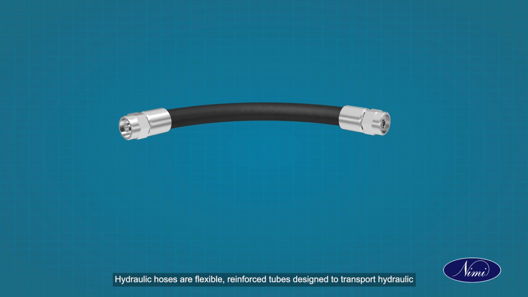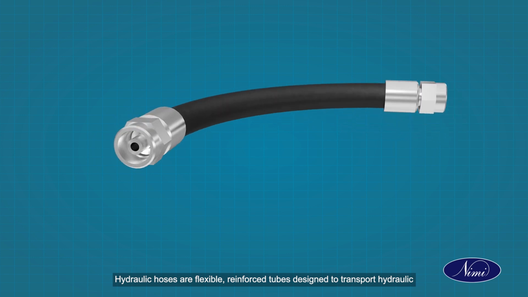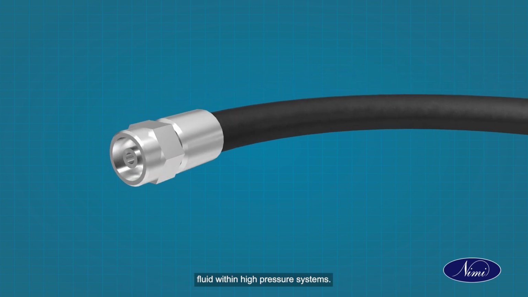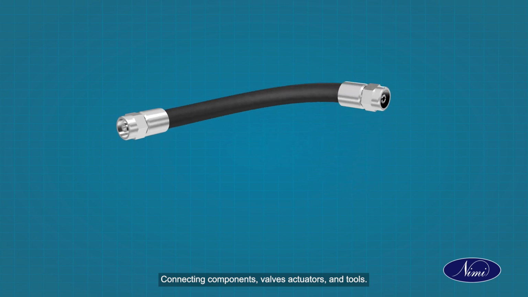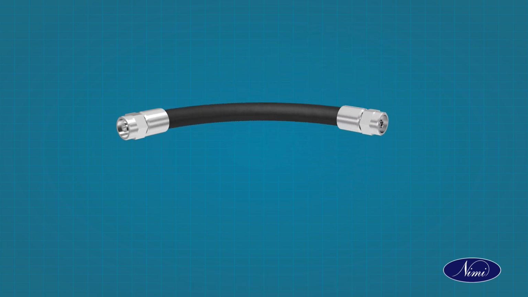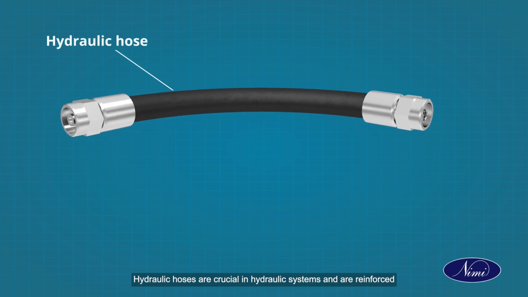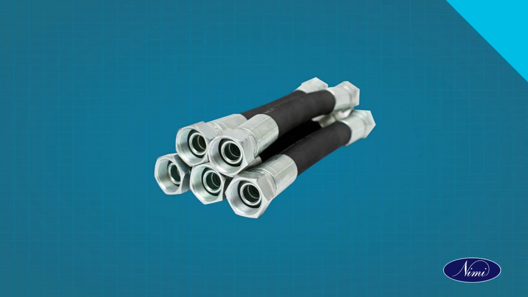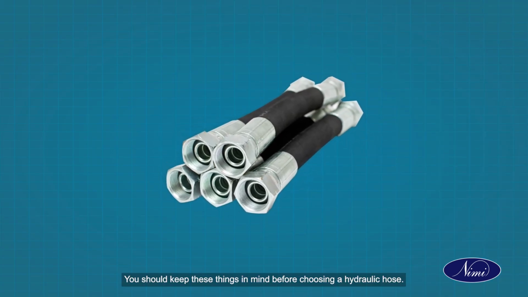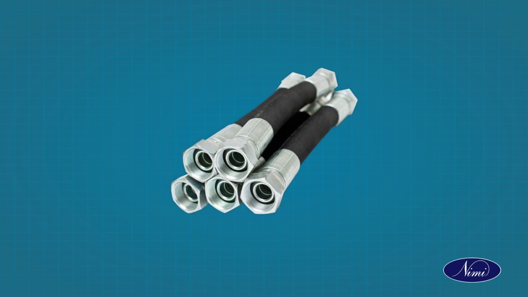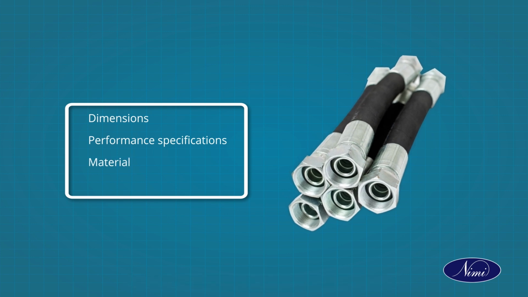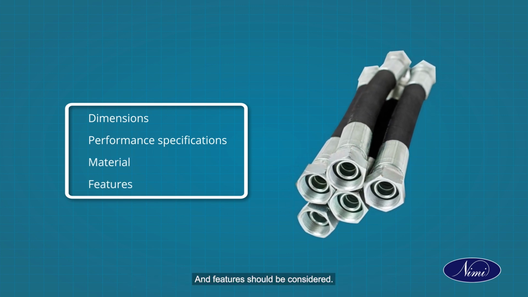Hydraulic hoses are flexible, reinforced tubes designed to transport hydraulic fluid within high pressure systems, connecting components, valves, actuators, and tools. Hydraulic hoses are crucial in hydraulic systems and are reinforced due to high pressure operations. You should keep these things in mind before choosing a hydraulic hose. The dimensions, performance specification, manufacturing materials, and features should be considered.